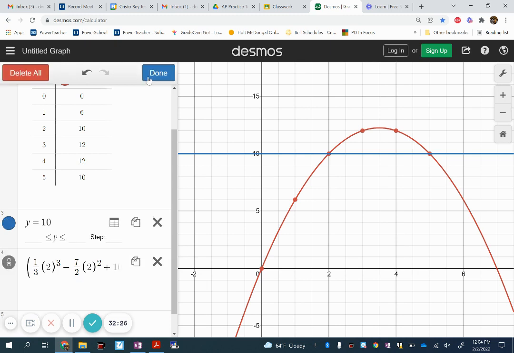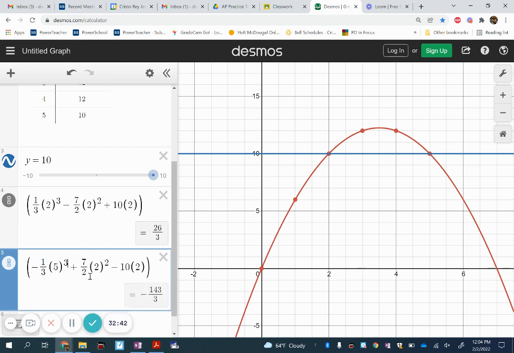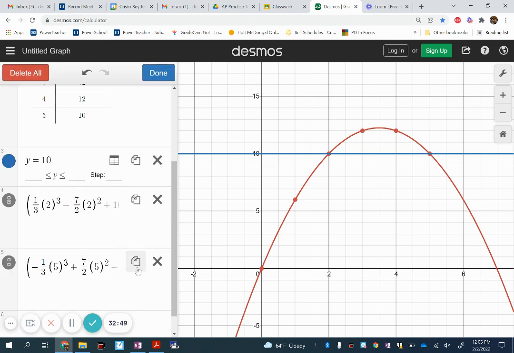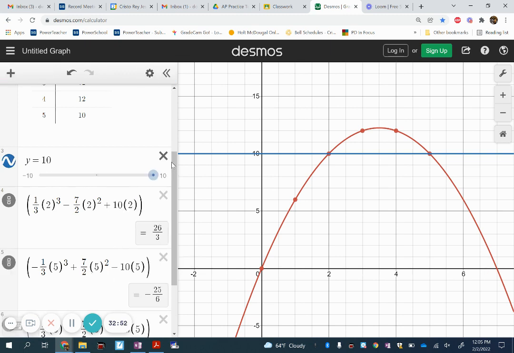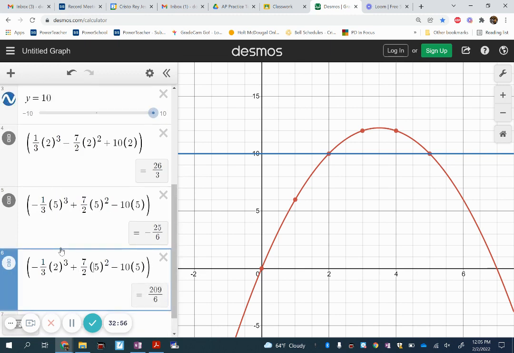I'm going to duplicate this, because you see I just need to change the signs a little bit. So if I duplicate it and change this sign to negative, this to a positive, and this to a negative, and then plug in 5, and then do the same thing, duplicate that, but this time plug in 2. Then I have my 3 things to add together.